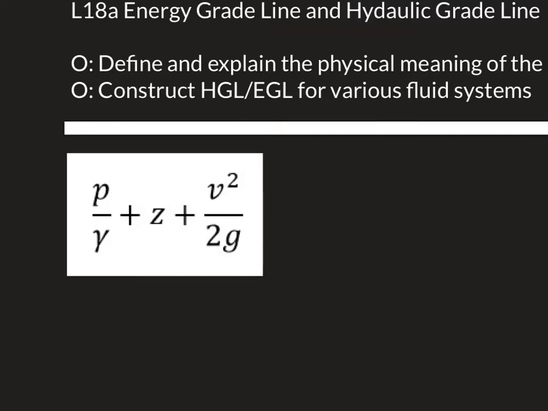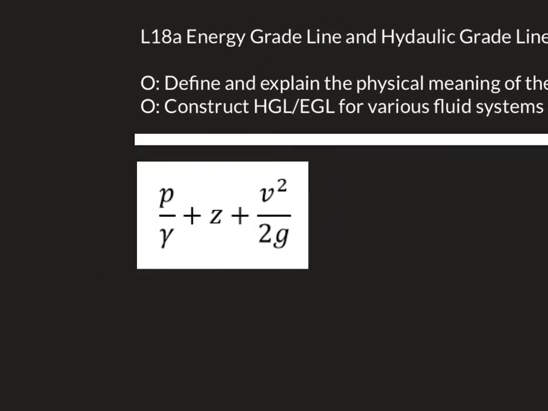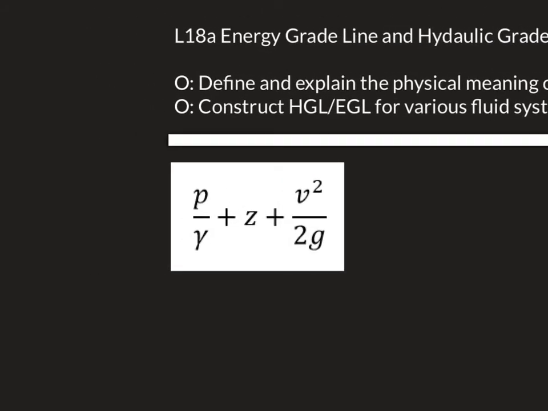And so what I want to think about is this as being its own quantity. I didn't really derive the energy equation, but I like to think about this as the total energy of the system. The energy is coming in three different forms. These two are potential energies, and this one is a kinetic energy.